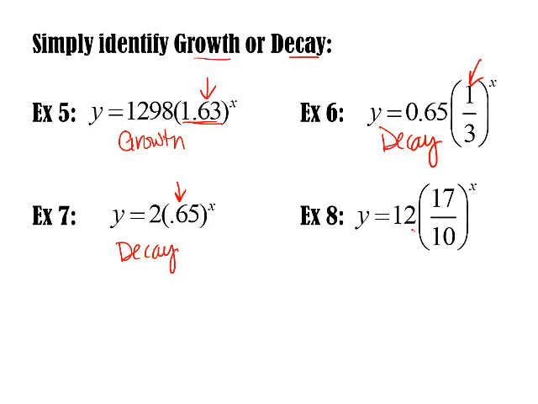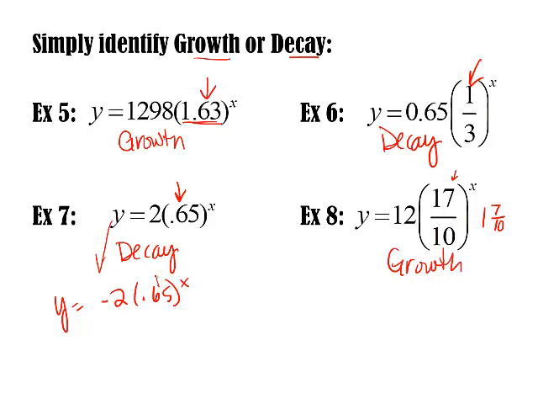And here, on 8, 17/10. Now be careful. Yes, it's a fraction, but think about what it is. It's 1 and 7/10. That's greater than 1. So this would be a growth curve. Now remember the exception to the rule I just told you. Let's use this one as an example, number 7. If the problem had said negative 2 times 0.65 to the x power, yes, the 0.65 is less than 1, and that would mean decay. However, this negative 2 leading coefficient makes it flip across the x-axis, which will create a growth curve.